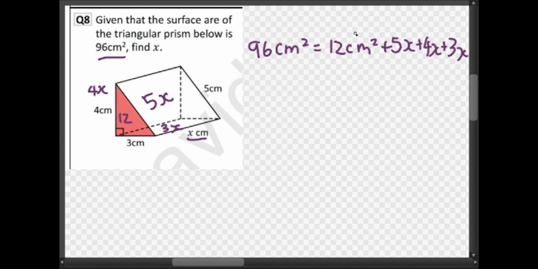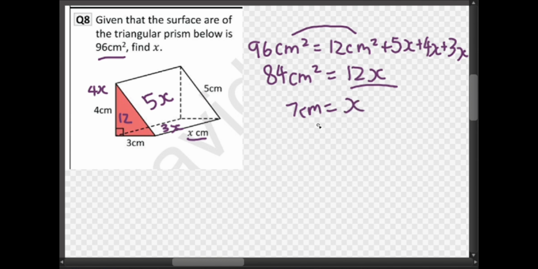So we can shift 12 cm² to the other side, and since here it's positive, when shifted over it'll become negative. So 84 cm² will equal 12x. To find how much 1x equals, you take 84 and divide it by 12, and the answer we'll get is 7 cm. So x equals 7 cm.